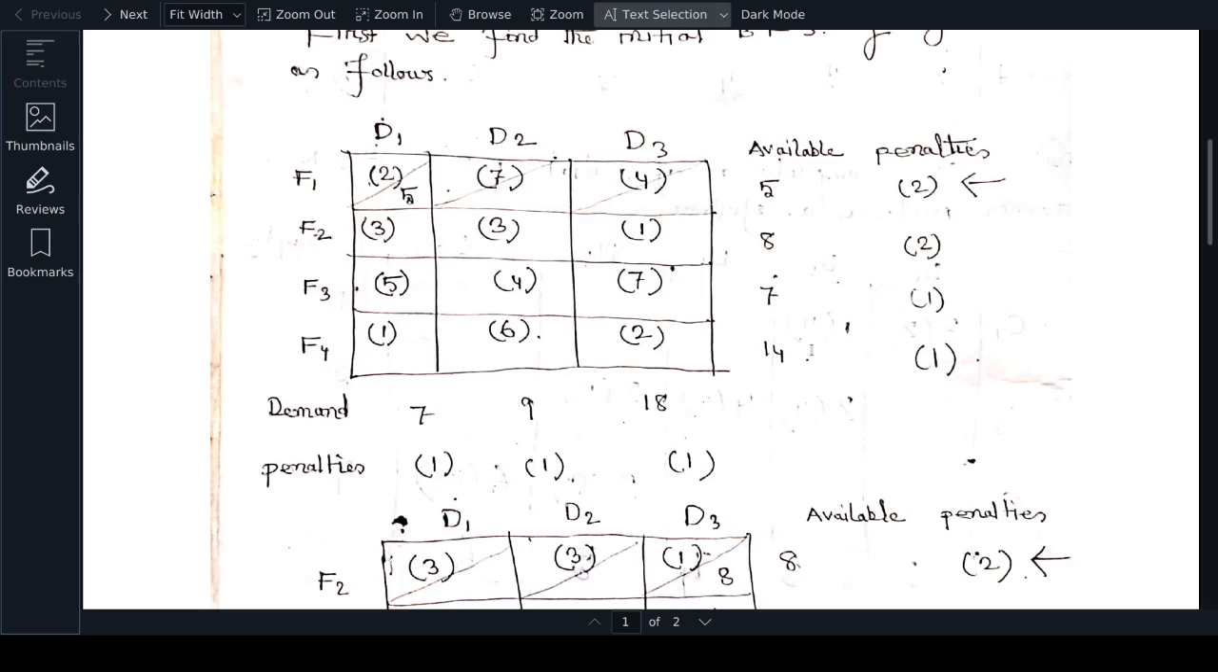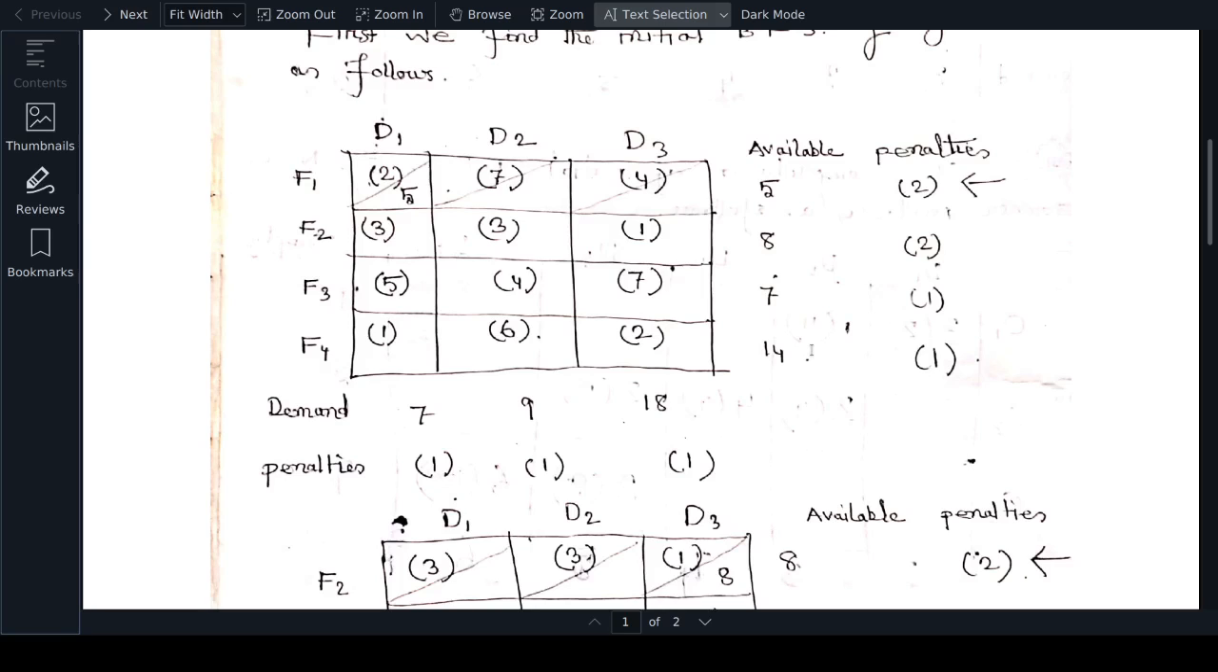Availability is 8. Demand is 18. So the maximum possible amount you can give is 8. When we give 8, then the F2 row is cancelled out. Okay, and in the D3 column, when we give 8 out of 18, remaining is 10. So next you move to the next table.